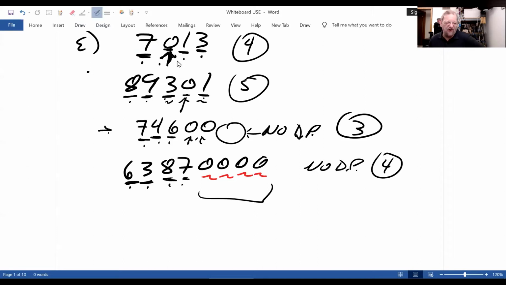Ooh, I'm going to let you try another one. How many significant figures in this number? I'm going to let you have some more fun. Don't tell the dean I'm letting you have fun. I don't think that's allowed. No, I'm just kidding.